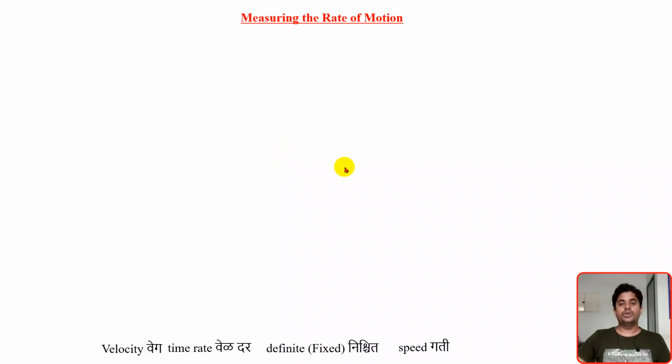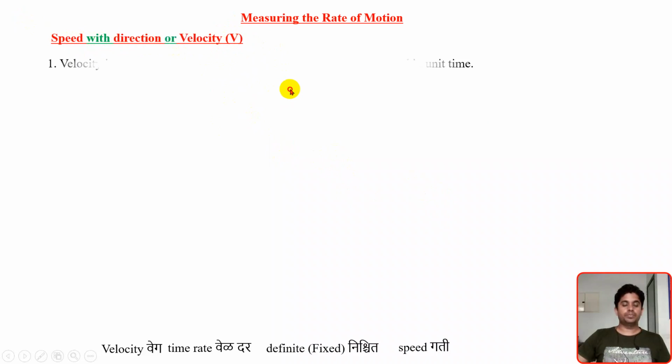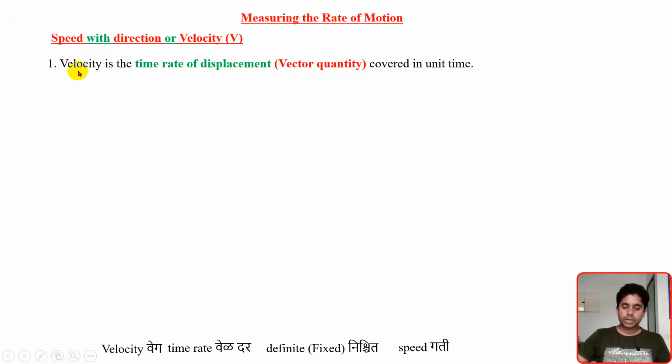Hello everyone. In this video, we'll discuss something more about speed with direction, or the term velocity. Velocity we indicate with the symbol capital V. As we know, velocity is the time rate of displacement covered in a unit time. About speed, we have said speed is the time rate of distance covered in a unit time. Whenever we talk about speed, we take it as a time rate of distance. But whenever we talk about velocity, we take it as a time rate of displacement.